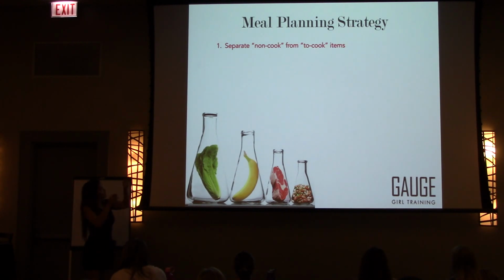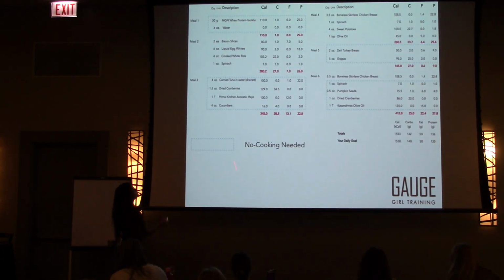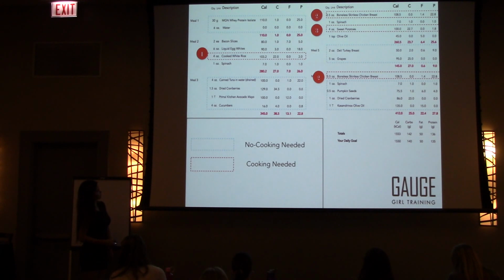You want to look at the non-cooked versus the cooked items. Right away, figure out what you don't have to cook. So, if you look at this menu here, right away, all of these items dashed in blue, you don't have to cook anything here. So what do you actually have to prep? These are the items you actually have to prep.